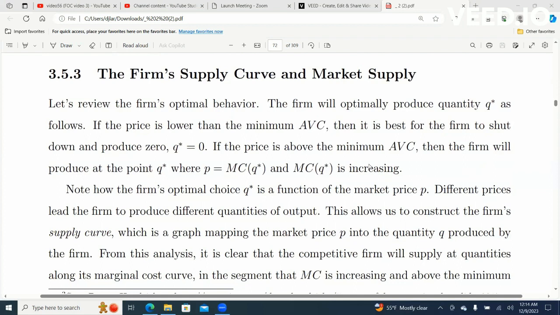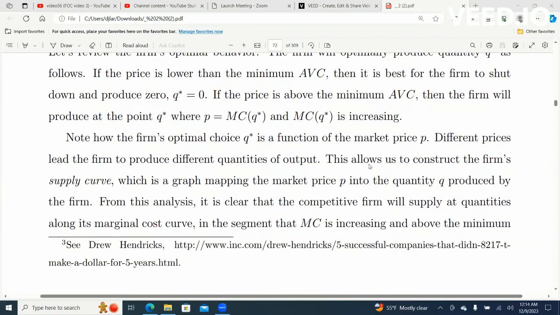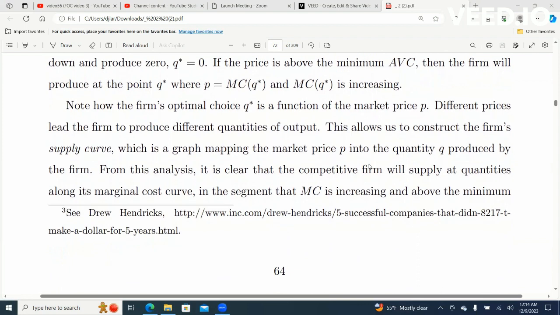So let's review the firm's optimal behavior. The firm will optimally produce quantity Q star as follows. If the price is lower than the minimum AVC, then it is best for the firm to shut down and produce 0. The desired quantity equals 0. Q star is always the desired quantity.